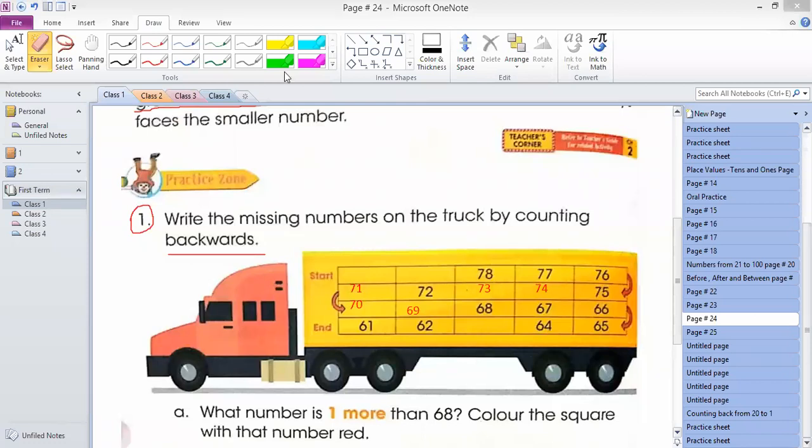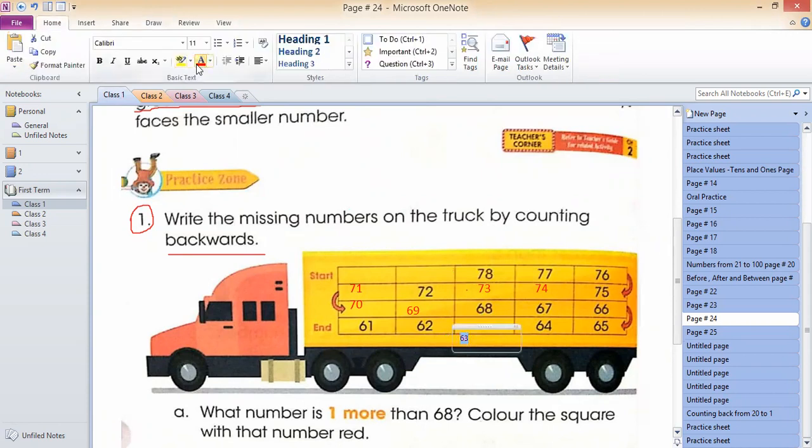Is it correct? Yes. Very good. I received the answers in the chat box as well. Very good answers by all of you guys. So before 64, it is 63. So I will write 63. This is 63, guys. So now we'll check the counting.